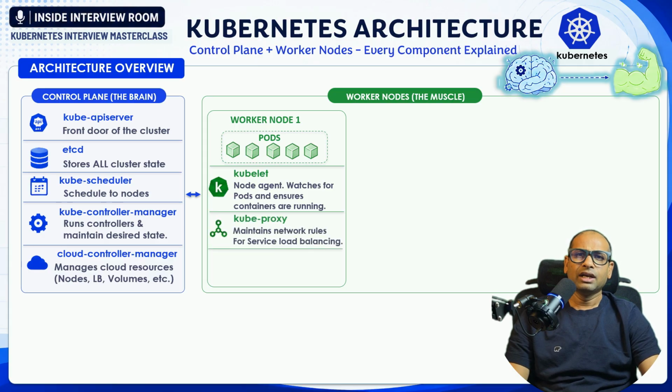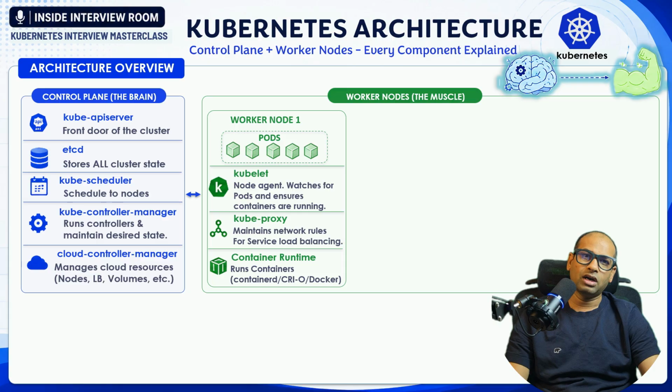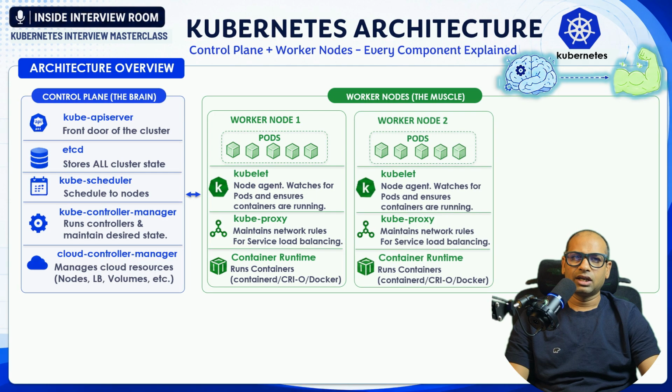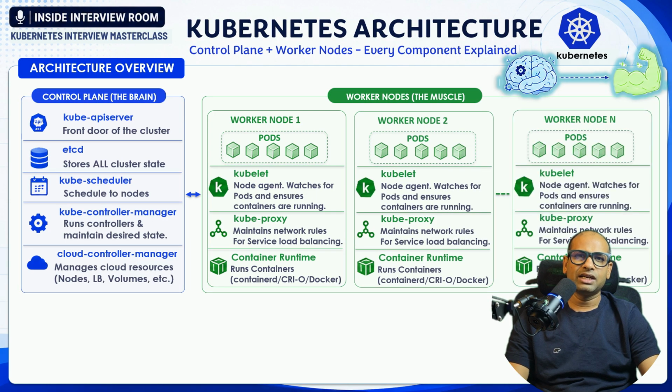Kube proxy. This maintains the network rules on the node so that service load balancing works, so traffic hitting a service actually finds its way to a healthy pod behind it. And the container runtime: containerd, CRI-O, or Docker in older setups. That's the thing that actually pulls the image and runs the container. Kubelet doesn't run containers itself, it tells the runtime to.